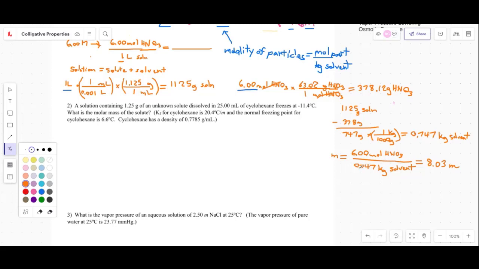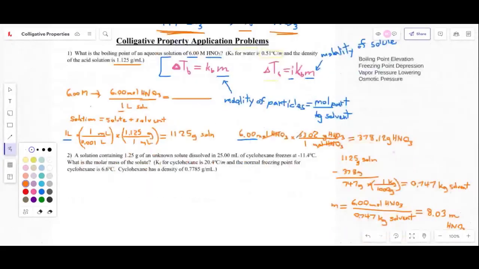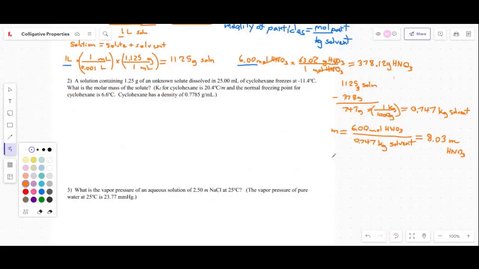Now, unfortunately, that's not where the problem stops. That's where it kind of just begins. Since we have the molality of the substance HNO3, we'll go ahead and use the Van't Hoff factor version of this equation. The one up here, it says delta TB is equal to i Kb m. So if I use delta TB equal to i Kb m, if I assume perfect separation, what is the value of i?